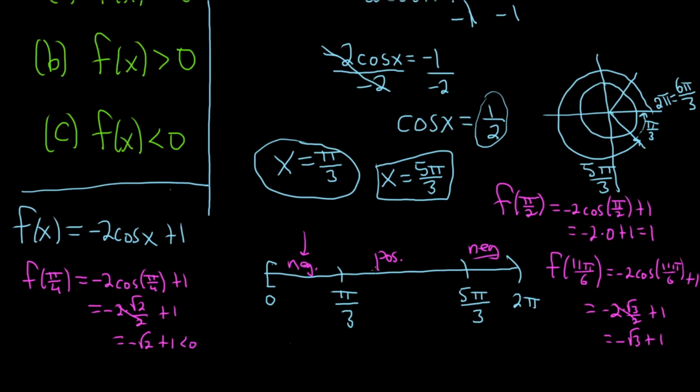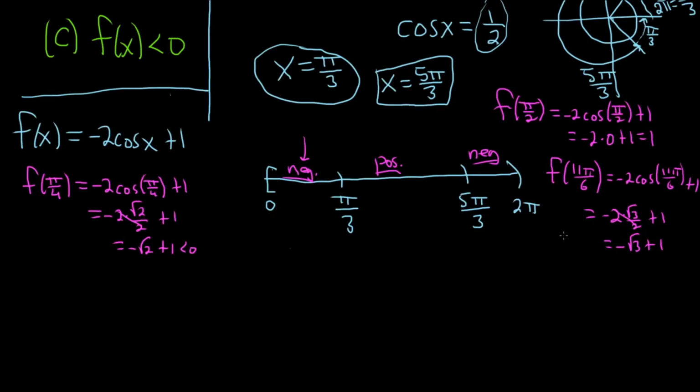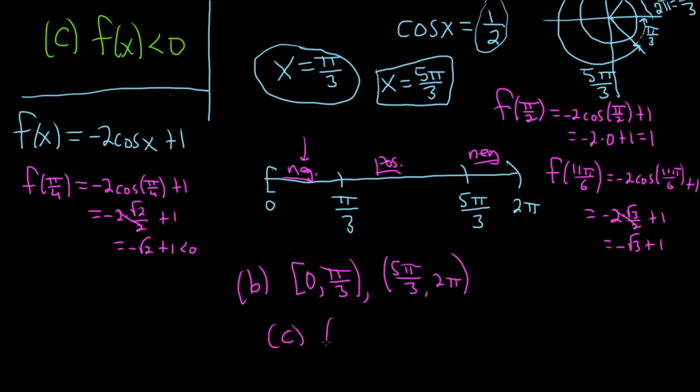So did that pretty fast. You can use a calculator, I guess, to do all of this. Most people probably do. So now we can write the answers where it's less than 0. So for part B, it's less than 0. So that would be bracket 0 to pi over 3, and also 5 pi over 3 to 2 pi. And then for part C, that's where it's positive. That would just be pi over 3.